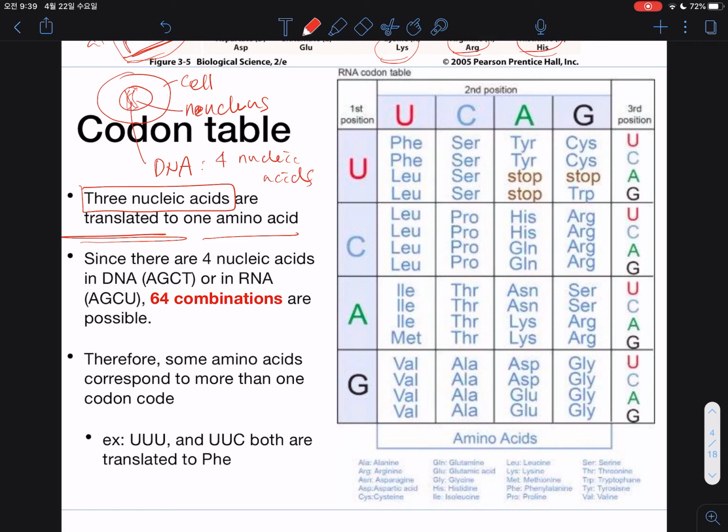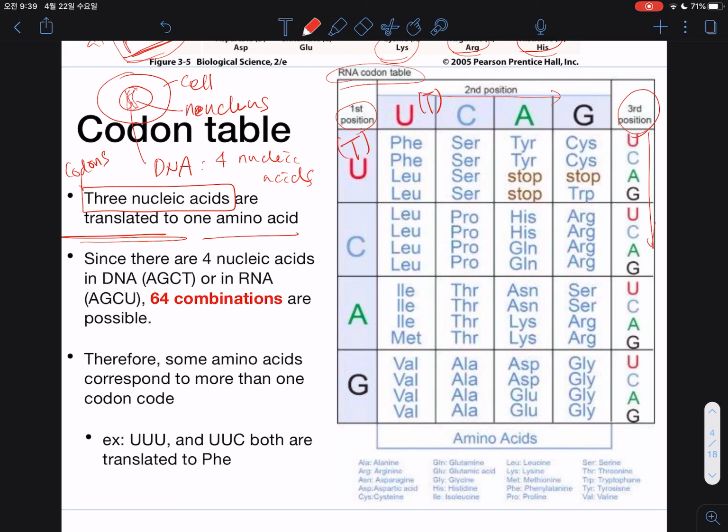These 3 combinations of nucleic acids are called a codon. And the table on the right side shows the codon table. So this is the RNA codon table. Actually, in RNA they use uracil, but in DNA, uracil is substituted by thymine, right? So in DNA, this is T. Here, as you see, this column corresponds to the first position, this row corresponds to the second position, and this column corresponds to the third position.